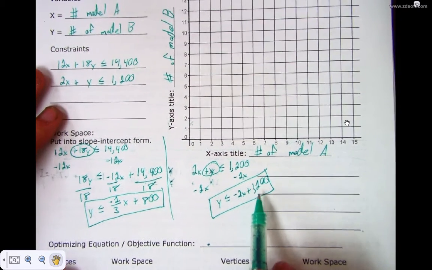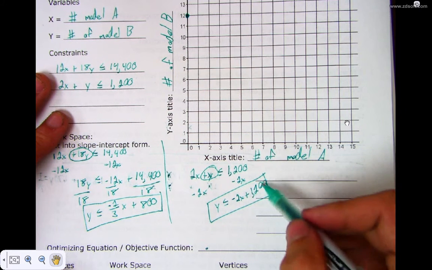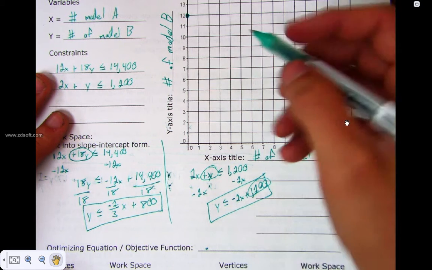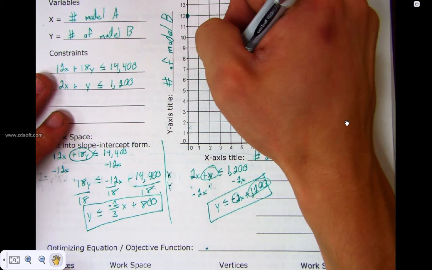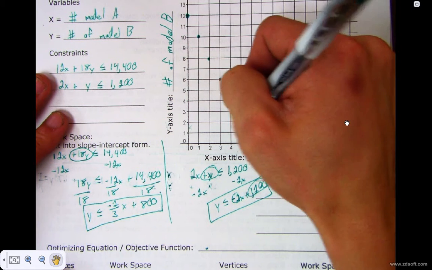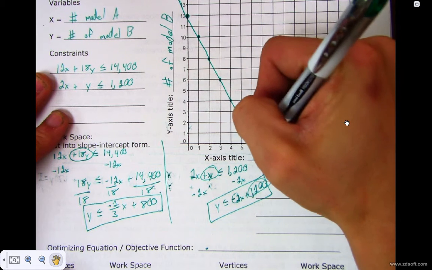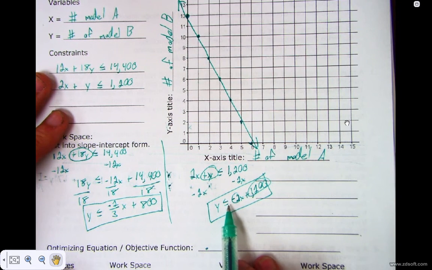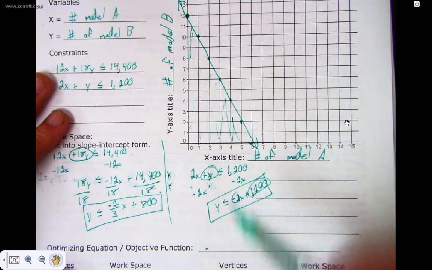I want to start at positive 1,200. That's my y-intercept, and then I'm going to go down to right 1, down to right 1. That's my slope right here. Continuing down to right 1 each time, just like that. Then I'm going to be shading. It looks like my y is smaller, so I'm going to be shading below here. I'll shade real lightly right now.